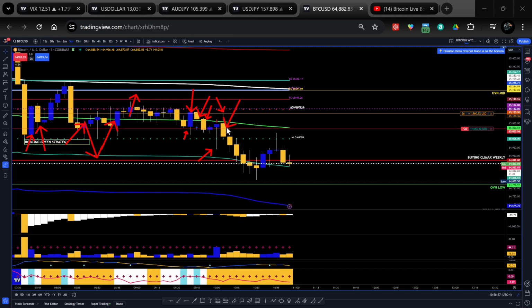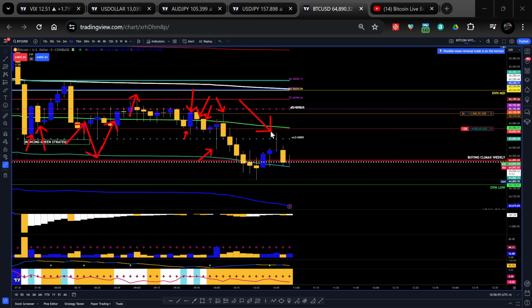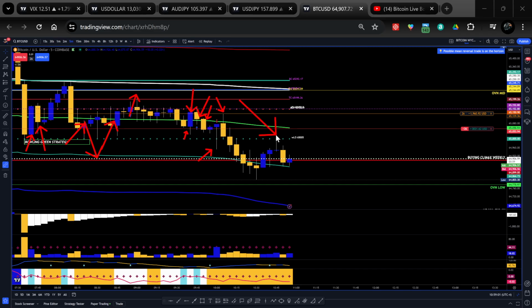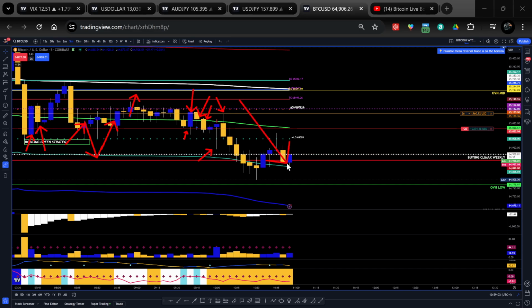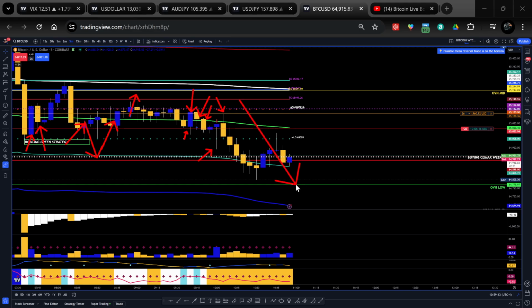After this wick right here, heavy selling, came back up. You see we're retesting that. I think sellers are gonna push down even more, but let's see what happens here. I think we're going to break down this level though. Break down overnight low. We haven't broken down overnight low yet.